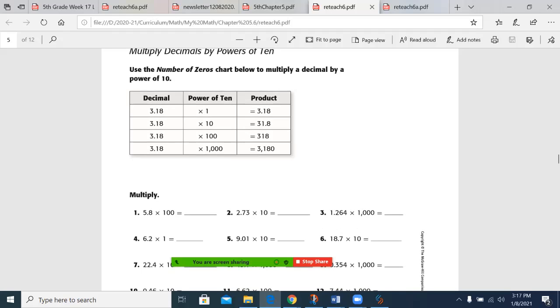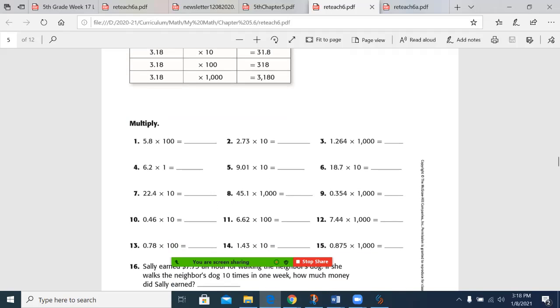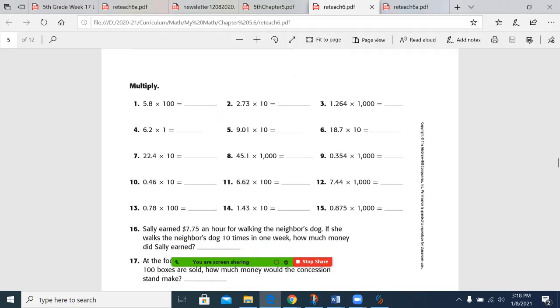Going to the next line, 3.18 times 100. There are 2 zeros, so I went from right between the 3 and the 1, 1 spot, 2 spots, 318. If you don't see a decimal written, it's assumed to be at the end. 3.18 times 1,000. We went 1 spot, 2 spots, and because there was no third spot, we had to annex a 0 so that we could. So let's do a few of these together.